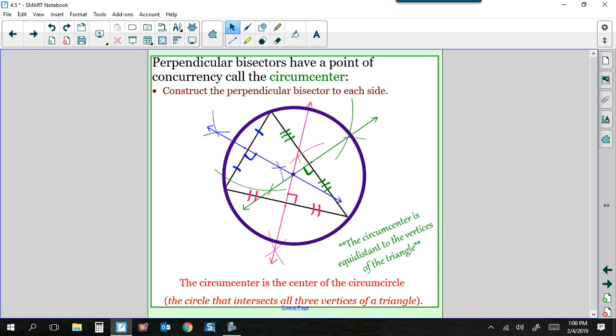So when could this ever be used? This is used very often with maps. So if you wanted to find an area that everything would be within a certain radius of, or equidistant from.